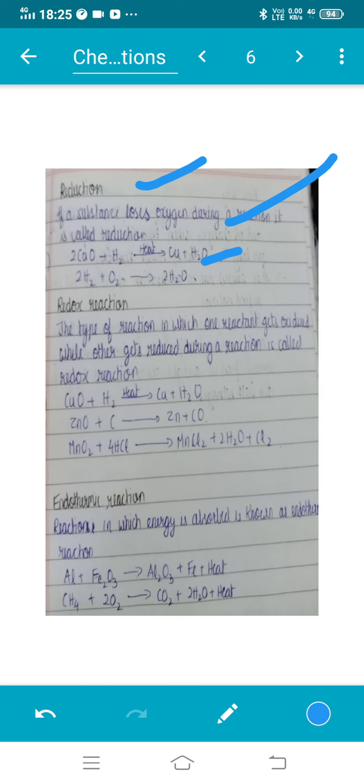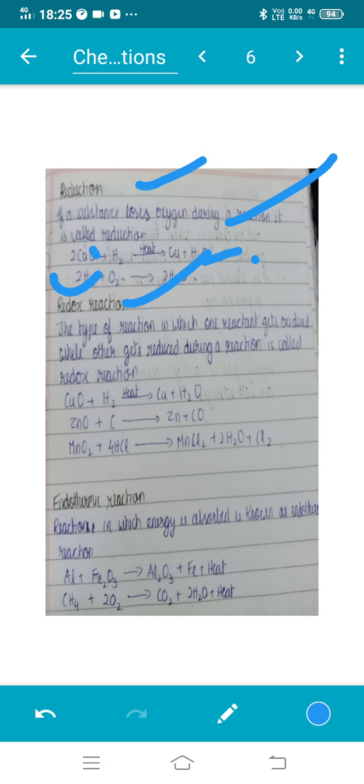Hydrogen is added with the oxygen, so the hydrogen is getting oxidized. 2H2 plus O2 gives 2H2O. Here the O2 is getting reduced, and the H2 is getting oxidized. So when in a reaction one substance is getting reduced and another substance is getting oxidized, it is called a redox reaction.